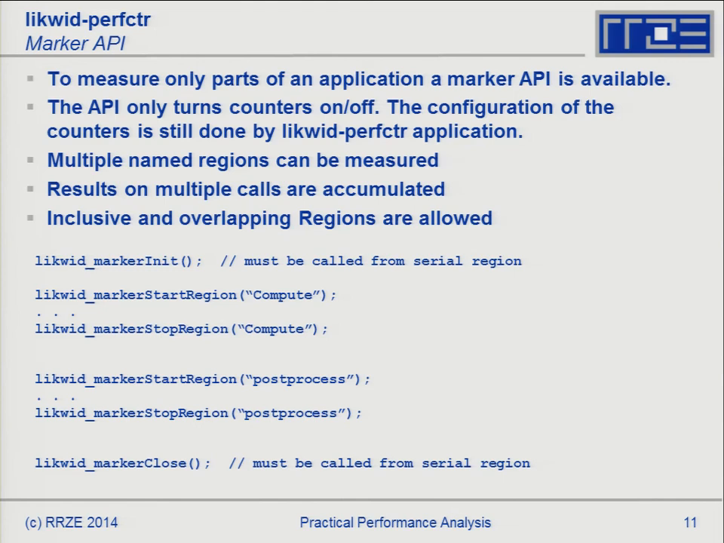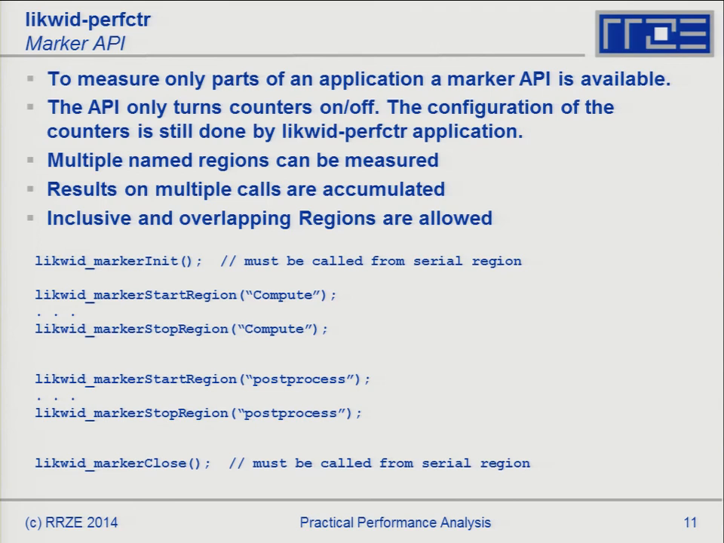You have to initialize the marker API. You can start a region. You can give it a name. You can even have multiple regions. Starting and stopping is done using the API, and at the end you have to use likwid marker close. Then it will write the data out to disk, and then the post-processing will kick in and give you the output. What you get then is an output that looks like the standard likwid-perfctr output, but you get one block per region. So in this case, you get a block that's called compute, and you get a block that's called post-process. And it will only contain the measurements within that region.